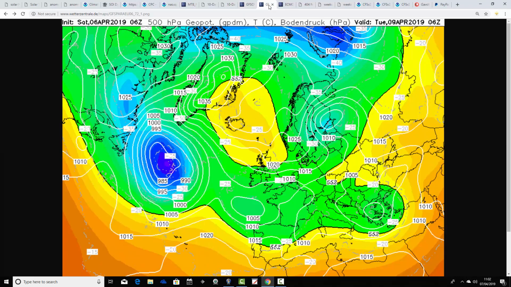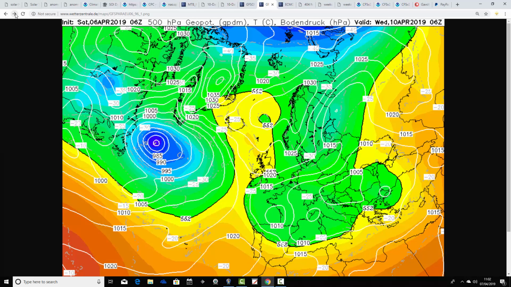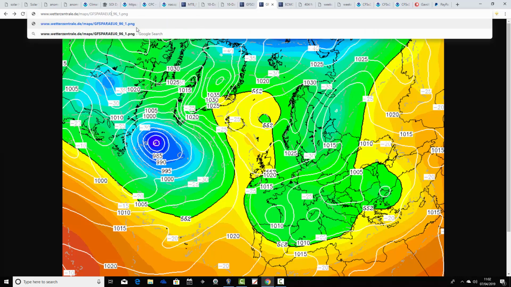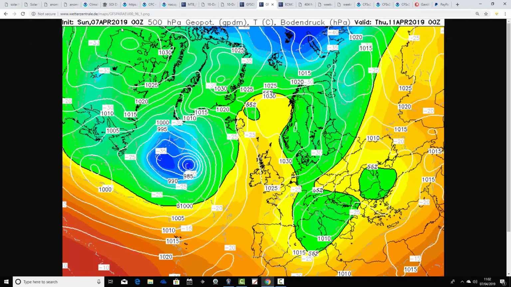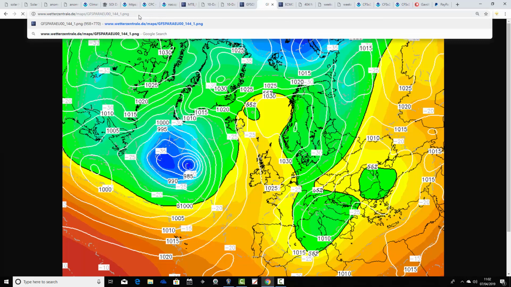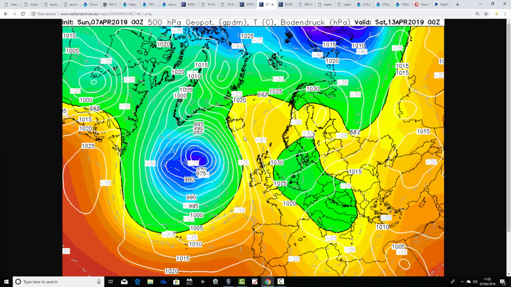GFS parallel run looking like that. Again, we've got those easterly winds coming up over the next few days. Actually, that's yesterday's 6 o'clock run, so if we just flip over to there, that's the midnight run from Sunday. And again, we've got these easterly winds coming in across the country through the course of this week with the parallel GFS run. They last into the weekend as well. This low pressure is being kept well and truly at bay.